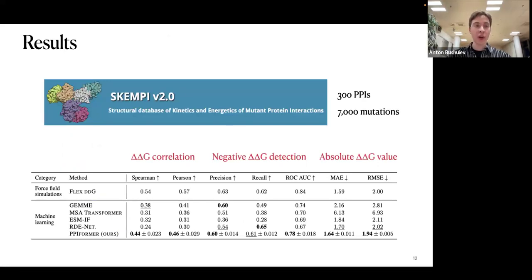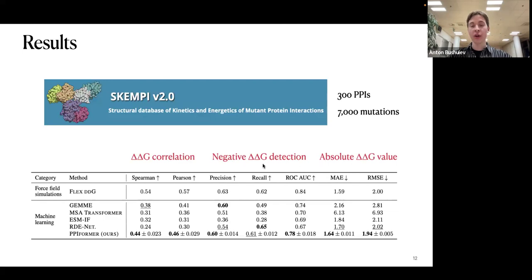So first, we evaluate our approach on the standard dataset of mutations on protein-protein interactions. It contains roughly 300 interactions and 7,000 mutations. And we compare different methods in the three categories of metrics. So first, we estimate how well the predictions of delta delta G correlate with the true delta delta G values. So we want the model to basically sort the mutations well.